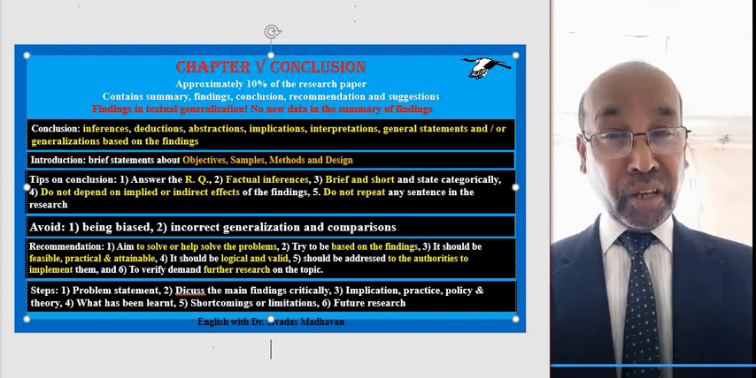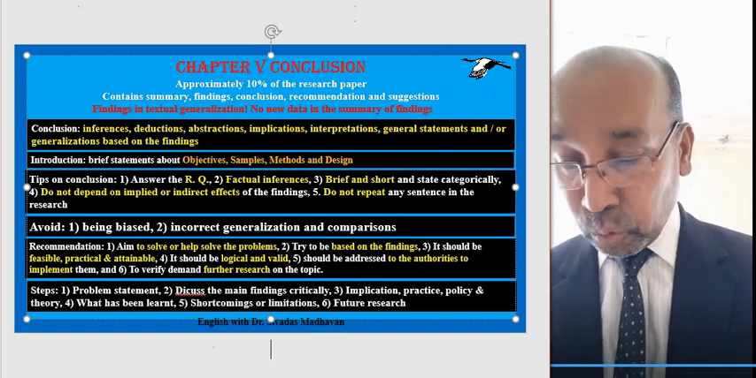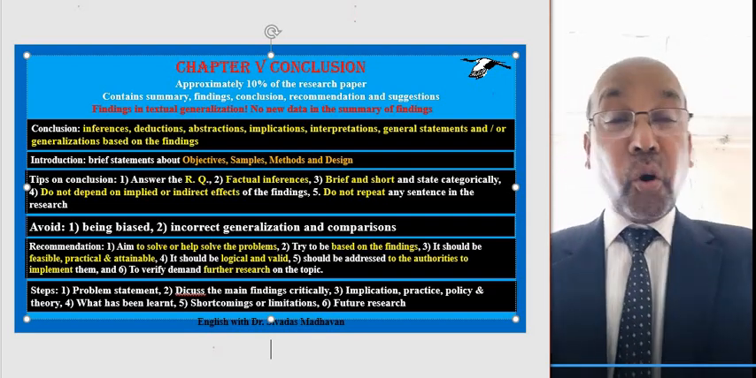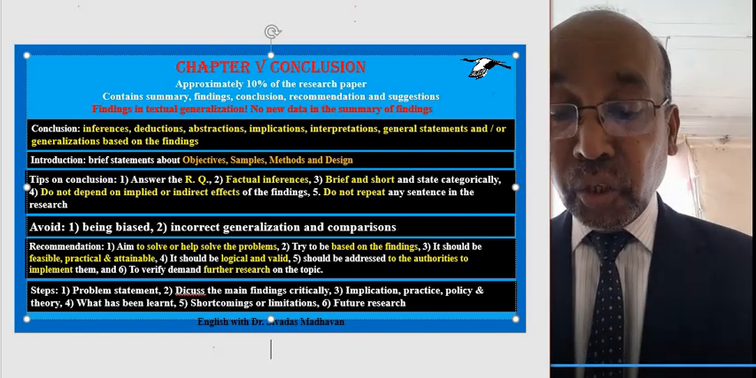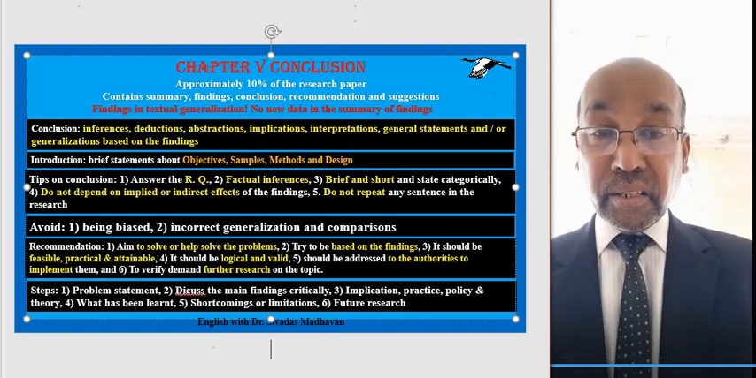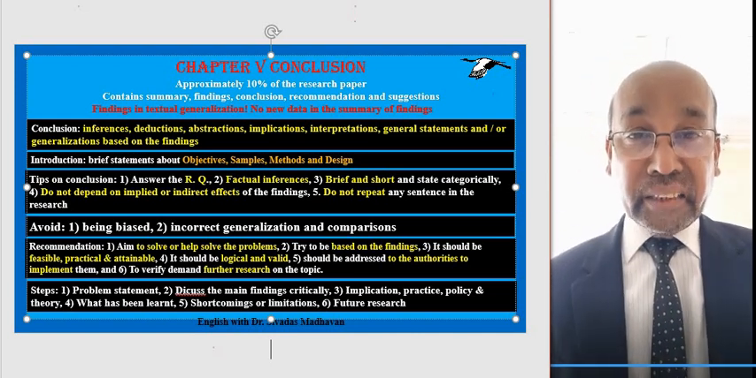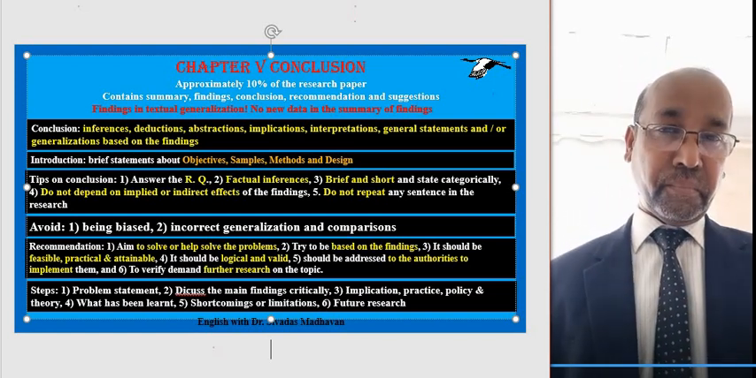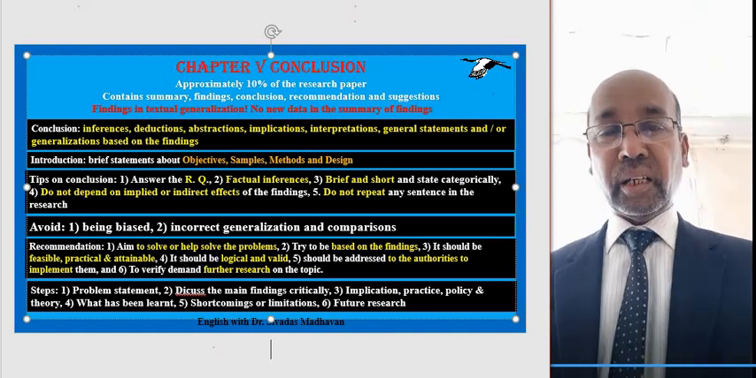Your recommendations will be the conclusion of your research. And in the concluding part, you will not have any bias, and you will not make incorrect generalization or comparison. You will do it in a realistic way, avoiding all the unnecessary imaginations or biased feelings, etc. And then the conclusion will be an appropriate conclusion to the research.